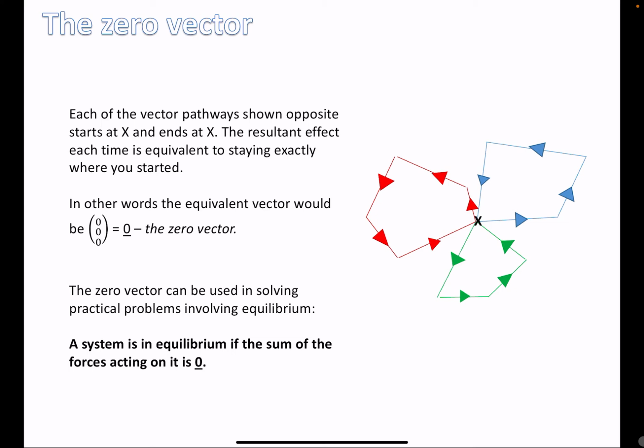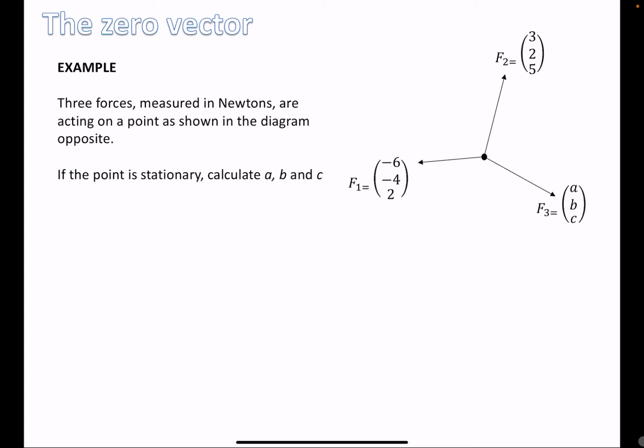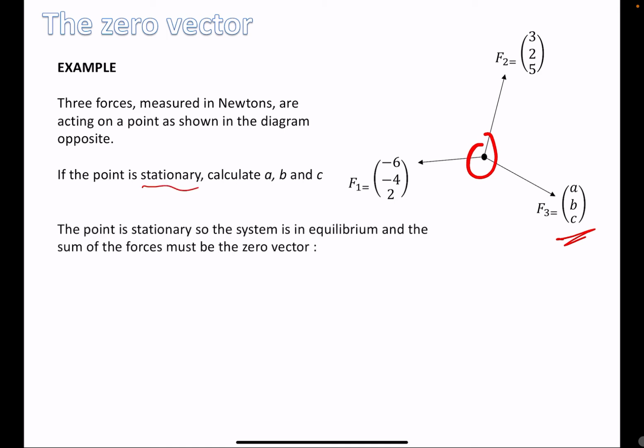And we can use a zero vector to help us with calculations around that, and that's what we're doing here. 3 forces measured in newtons are acting on a point, the point in the middle, as shown in the diagram opposite. If the point is stationary, in other words, in equilibrium, calculate A, B, and C. So we basically have to take these numbers and find this third vector, F3, by knowing that they're stationary. And by knowing that they're stationary, we know that the sum of them all must equal 0. In which case F1, F2, and F3 all add to give us 0, so minus 6, minus 4, 2, add the 3, 2, 5, add whatever F3 is, will equal 0.